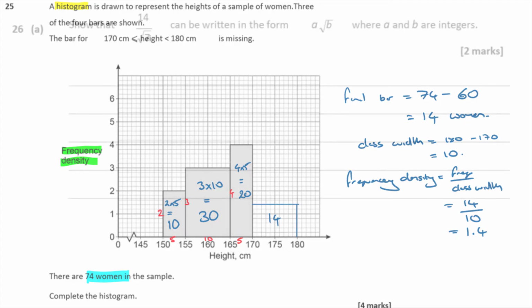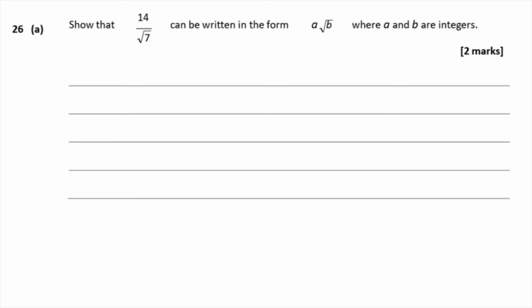Okay, all done. Show that 14 over root 7 can be written in the form a root b, where a and b are integers. Now mathematicians don't like to have irrational denominators like this. You can probably imagine a pizza divided up into 7 pieces, but can you imagine a pizza divided up into root 7 pieces? I can't. So you can see why mathematicians don't like them very much. So luckily there's an easy way of converting between them.